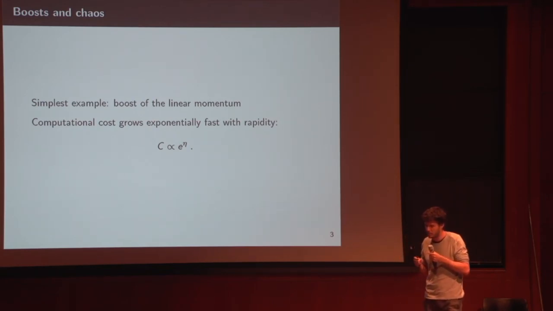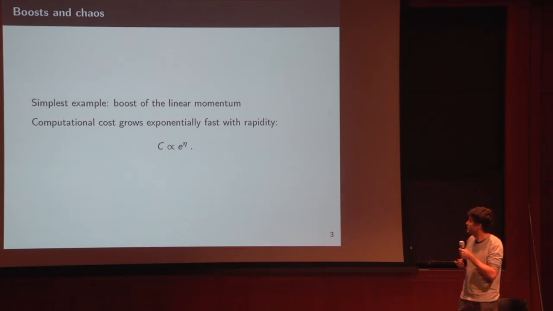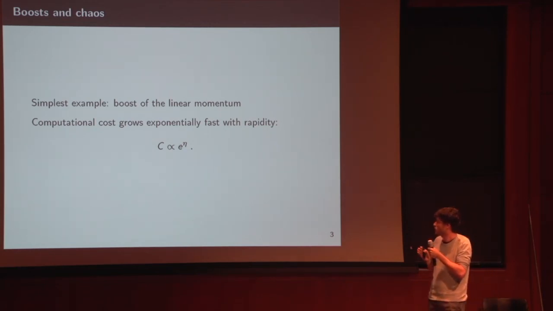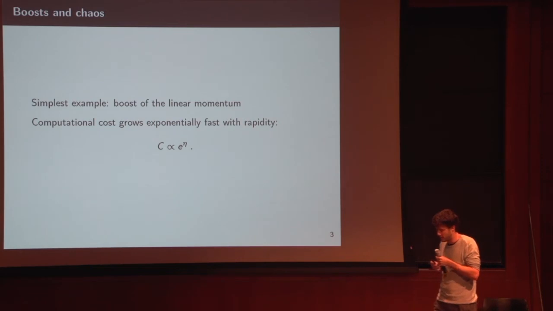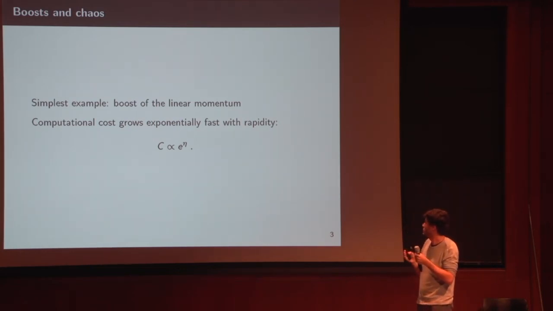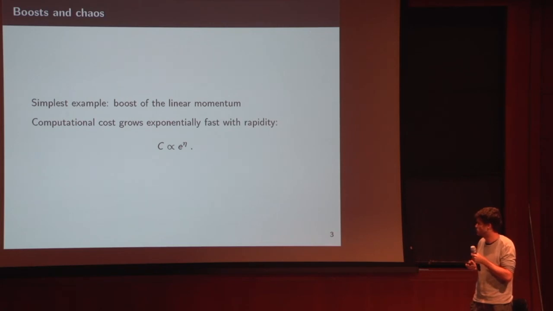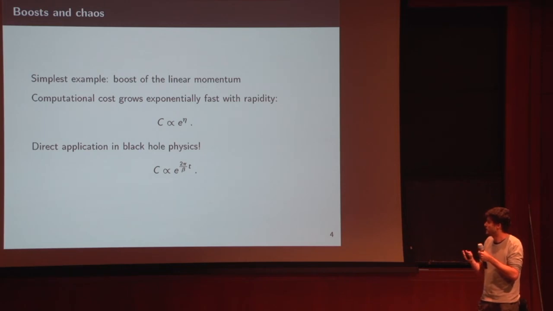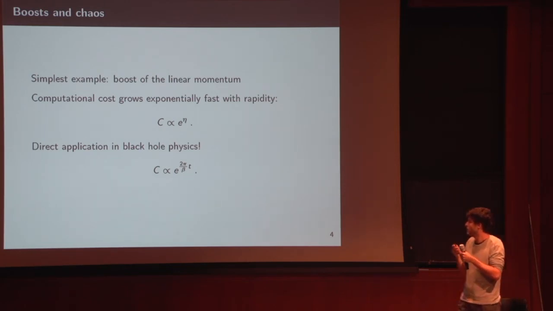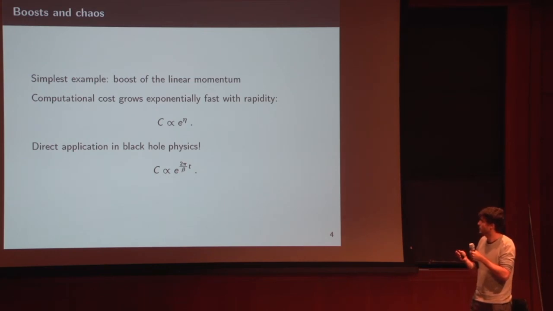The first, the simplest example with immediate applications, appears when considering the following question. What is the computational cost of a boost of the linear momentum? It is actually a trivial computation to convince oneself that it grows exponentially fast with the rapidity of the boost. And this has a direct application in black hole physics, given the fact that time translation in the bulk near the horizon is basically given by a boost, and therefore, infalling perturbations in the black hole have complexities that grow exponentially with time with the maximal Lyapunov exponent.